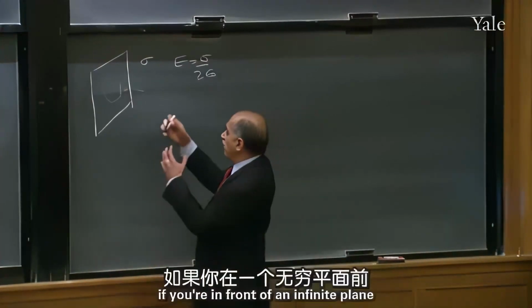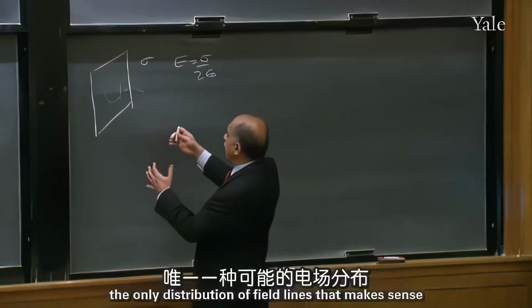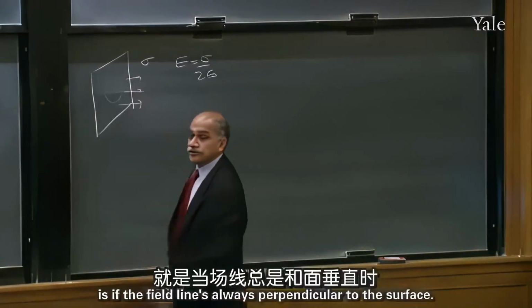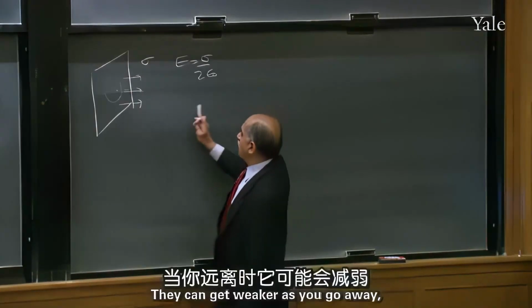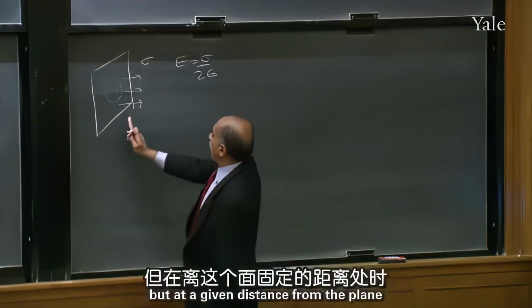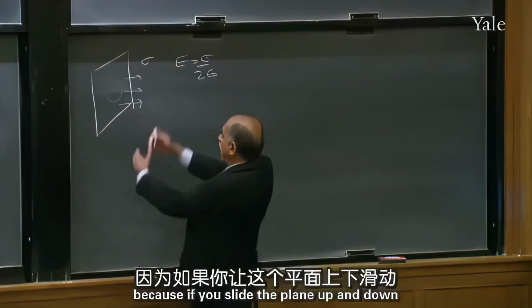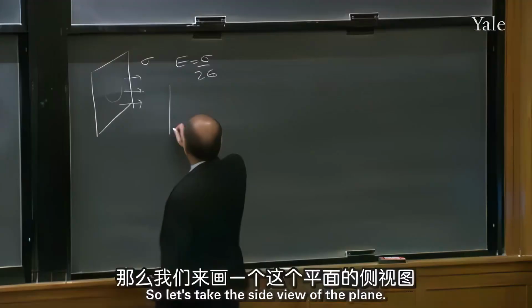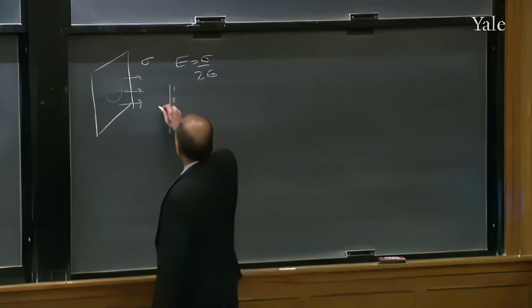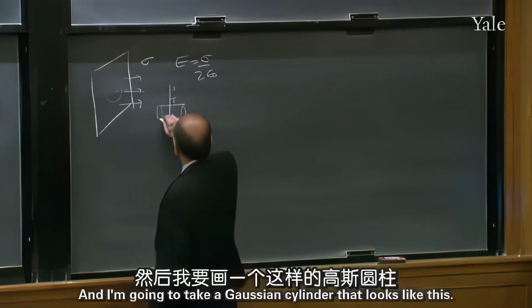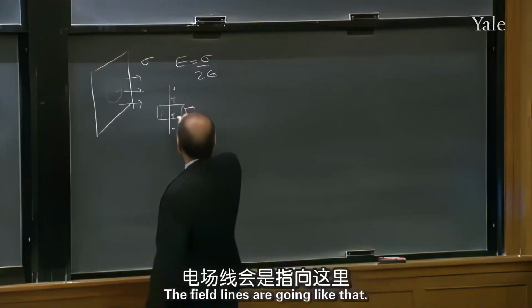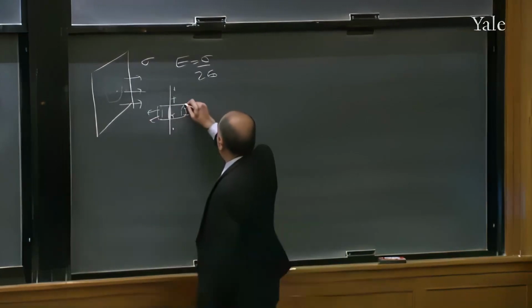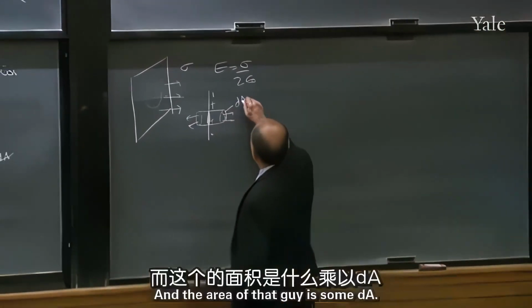Once again, you argue that if you're in front of an infinite plane, the only distribution of field lines that makes sense is if the field lines are always perpendicular to the surface. They can get weaker as you go away, but at a given distance from the plane, they should have the same value, because if you slide the plane up and down, it shouldn't matter. So let's take the side view of the plane. Here are your charges. And I'm going to take a Gaussian cylinder that looks like this. The field lines are going like that. They're going like that. There is some charge trapped here. And the area of that guy is some dA.